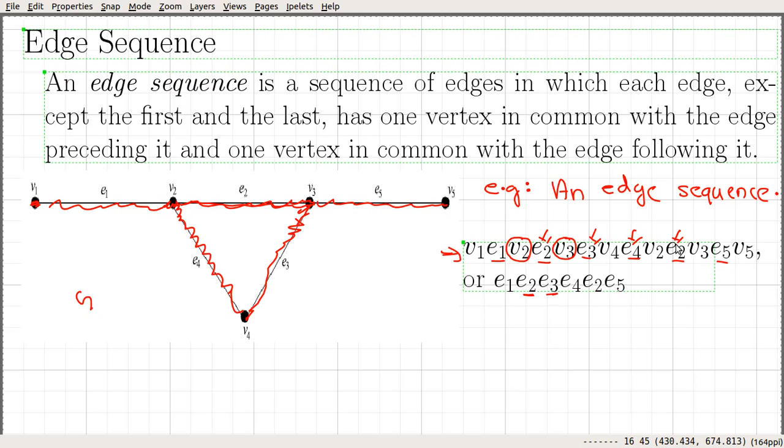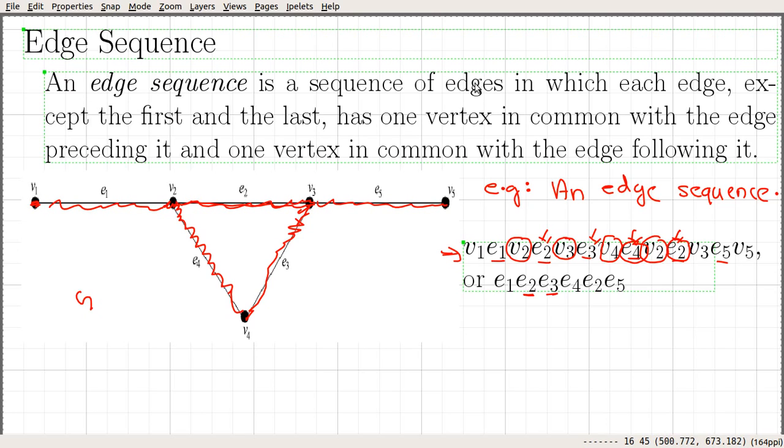Again you can see the same thing with this E4. The edge preceding E4 is E3, so here the common vertex is V4, and the edge following E4 is E2, and the common vertex is V2. So that's what an edge sequence is.